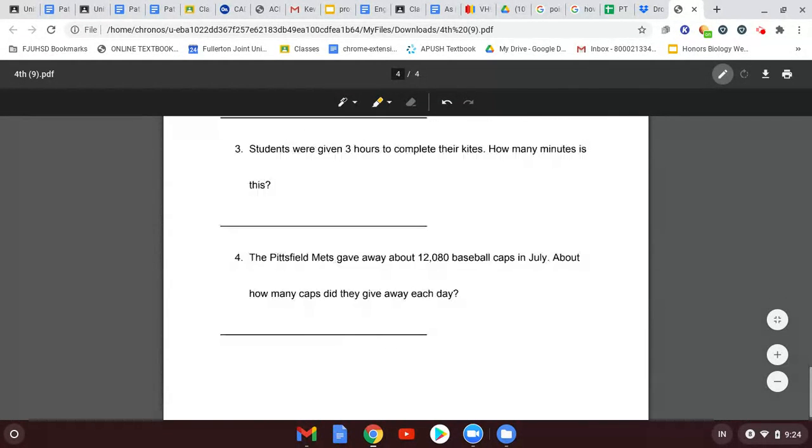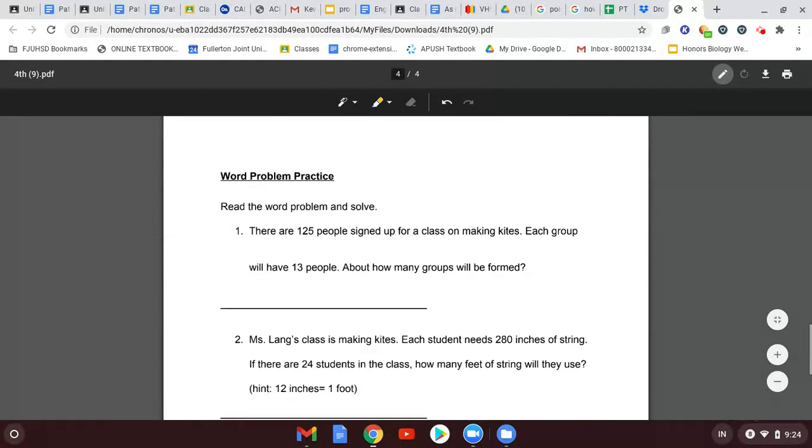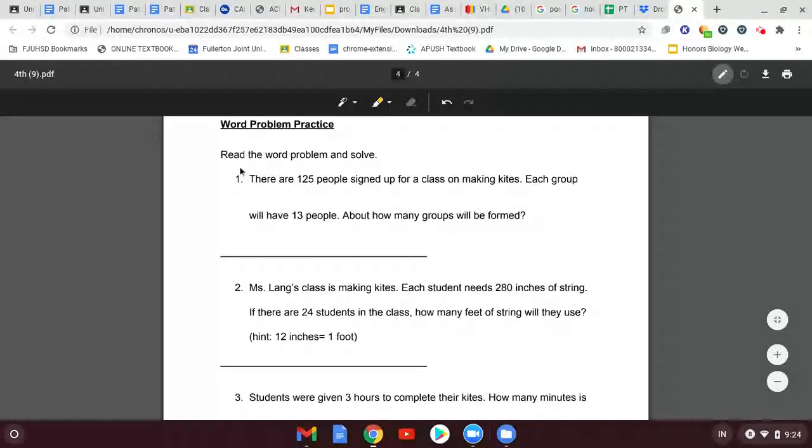Okay? Now let's do a word problem. Let's try doing number 1. There are 125 people signed up for a class on making kites. Each group will have 13 people. How many groups will be formed? So 125 divided by 13. The closest number is 9. So there are about 9 groups formed. And that's because 9 is the maximum number of groups for 13 people.